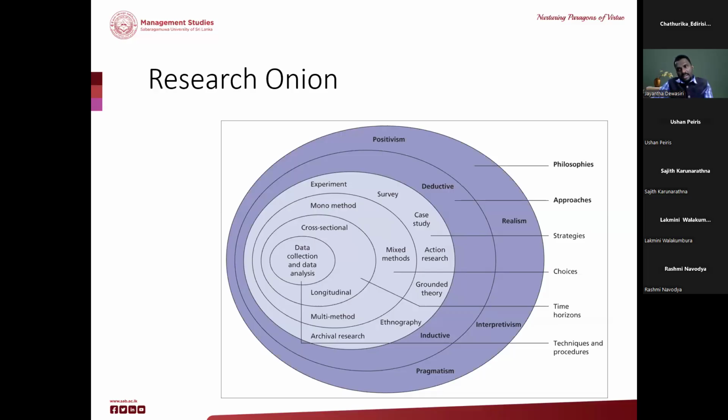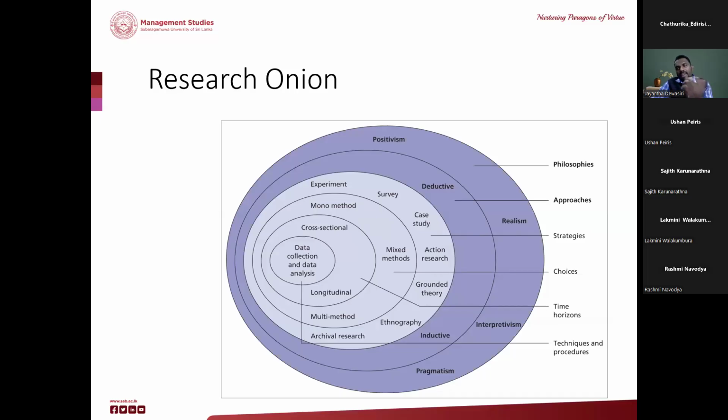When it comes to the choices, here you can see there are 3 research choices. Mono method means you are applying a single method or single methodology. When it comes to mixed method, you know that it is a combination of qualitative and quantitative research methodologies in a single study.